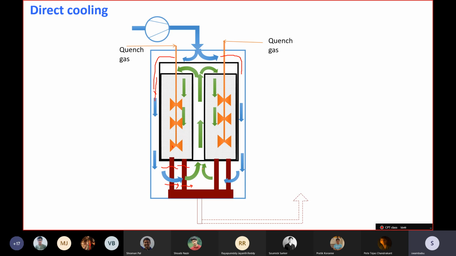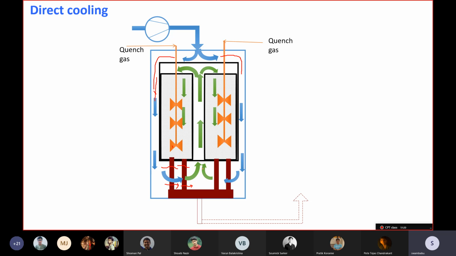So here the cooling is done by spraying quench gases. Ammonia, nitrogen, and hydrogen can be quenched, meaning they can be cooled down to a very low temperature and made into liquid, or you can get almost minus 10 degrees centigrade and still maintain them as a gas.